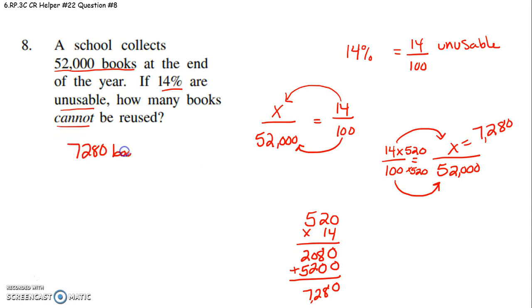7,280 books are unusable. And I got that by knowing 14% means 14 out of every 100 books are unusable. How many out of 52,000? I then know something about both denominators. So I took 100 times 520 to get me to 52,000. If I multiply my denominator by 520, I must also multiply my numerator by 520. Hope that helps.